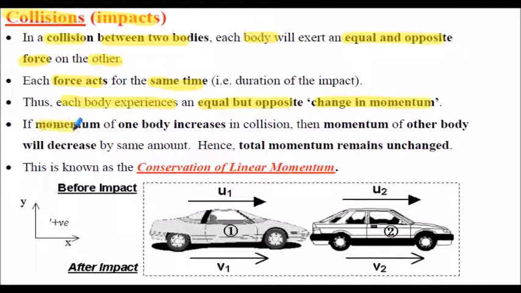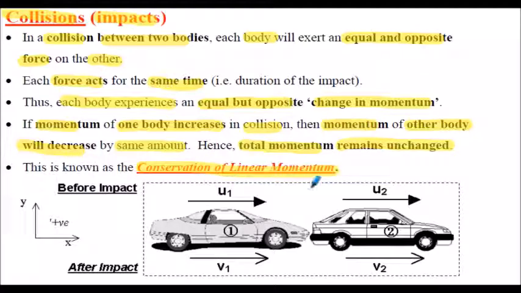If momentum of one body increases in the collision, then the momentum of the other body is assumed to decrease by the same amount. Hence, the total momentum remains unchanged. This principle is termed the conservation of linear momentum.